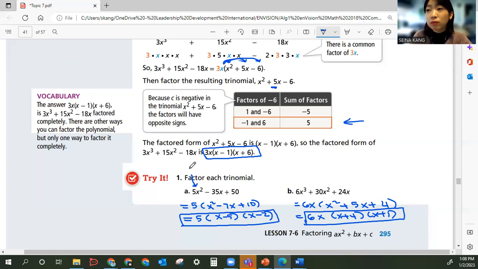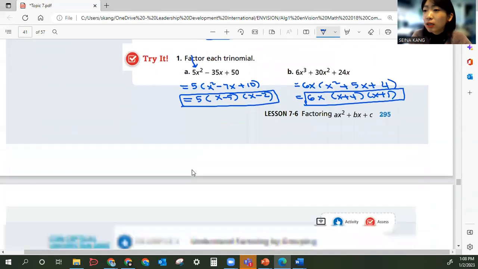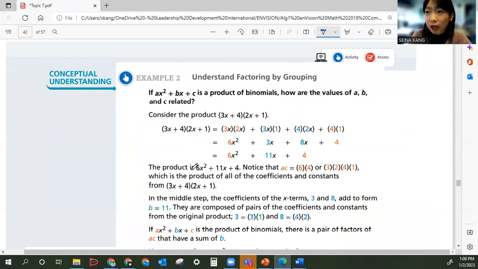If you got some incorrect answers, please look back and check how you could do it better next time. And make sure you get the skill down before you move on to the next example. Let's look at example 2 on the next page.